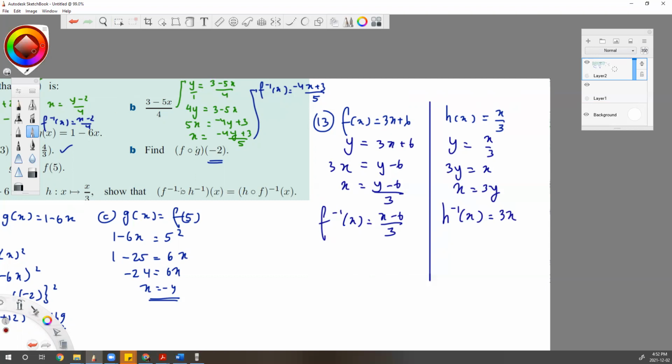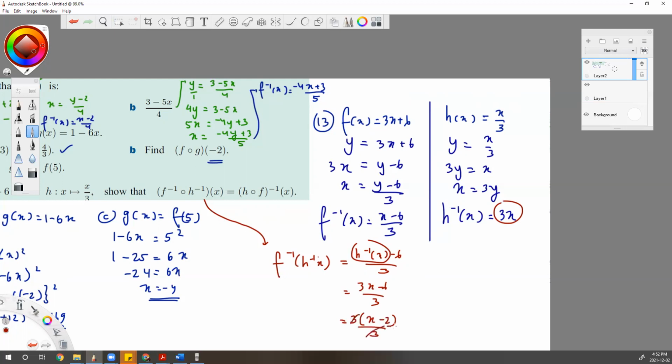So this is the function, and function inverse of h inverse. What the heck is this? So f inverse of h inverse x, right? What is this? You have to put, as Vicky said just now, h inverse x into the f inverse. So h inverse x minus 6 over 3. And then h inverse x will be 3x. Just switch this by 3x minus 6 over 3. Oh, we can factorize over 3. So x minus 2. Compare with the right side.